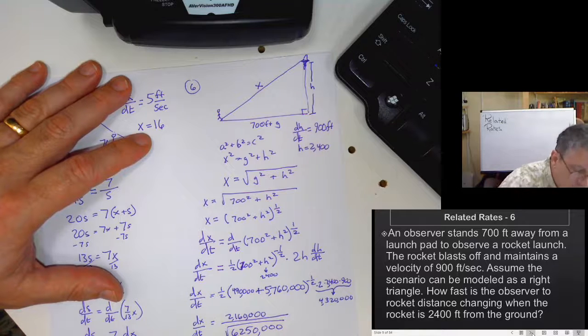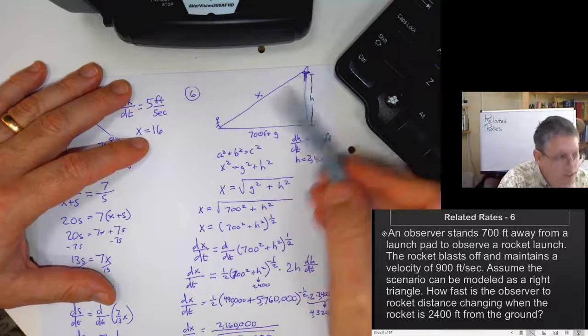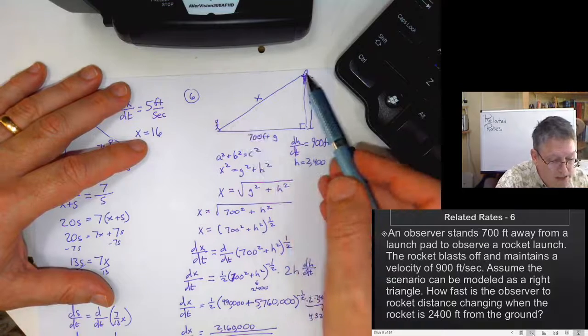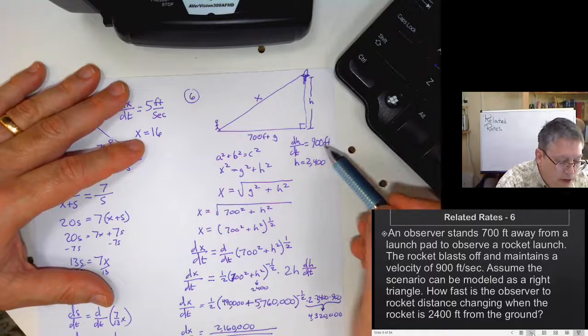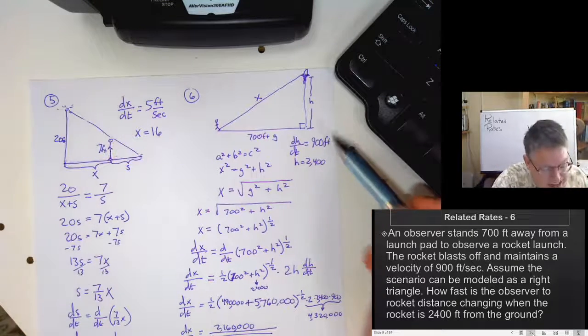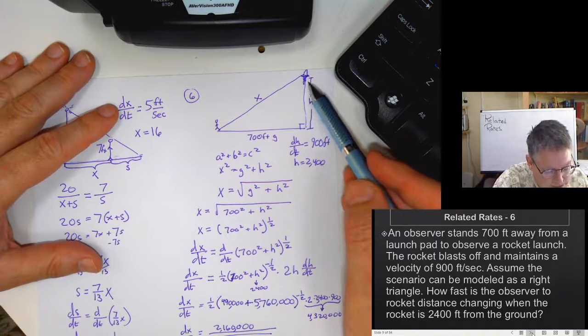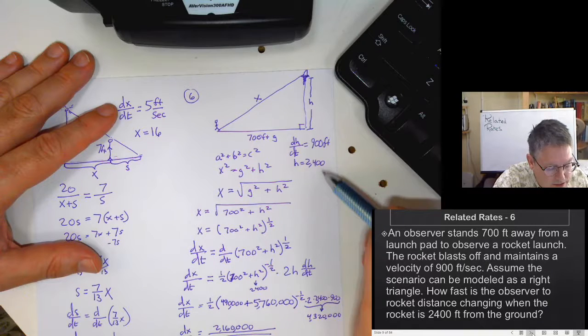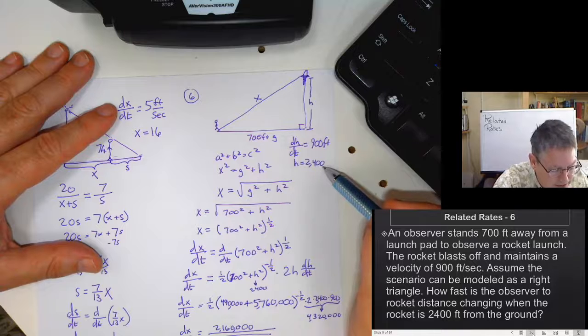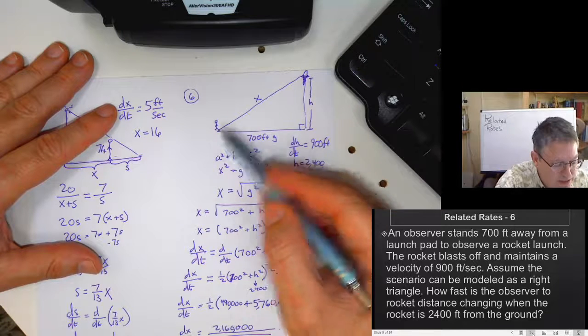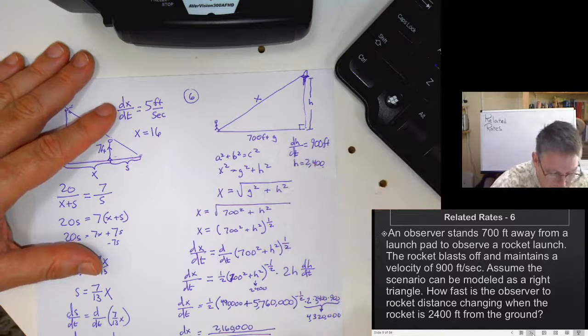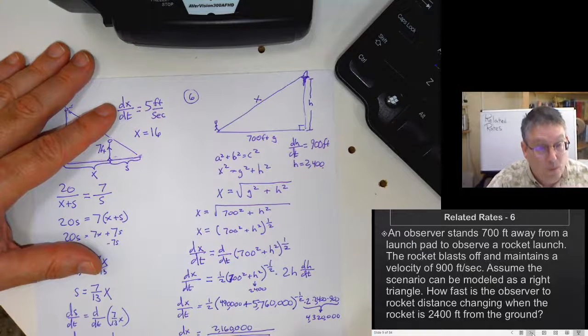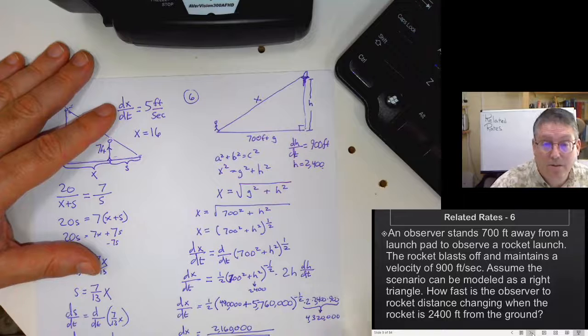That's how fast the distance from the observer to the rocket is changing if this rocket's height is increasing at 900 feet per second. At a height of 2,400 feet, the distance between this observer and the rocket is changing at a rate of 864 feet per second. And that is how you do those things.